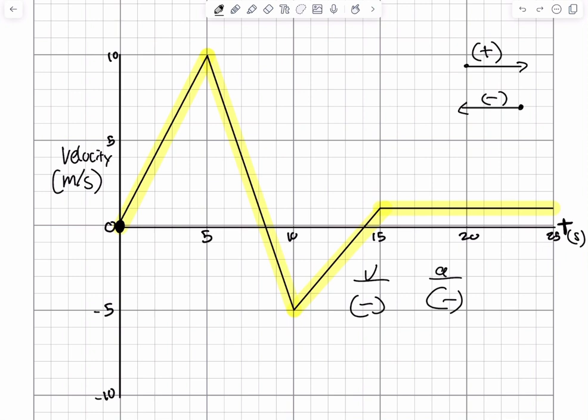So, the object speeds up in the negative direction. All right, last combination.